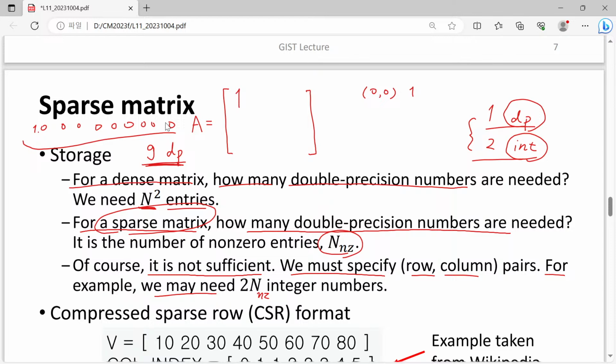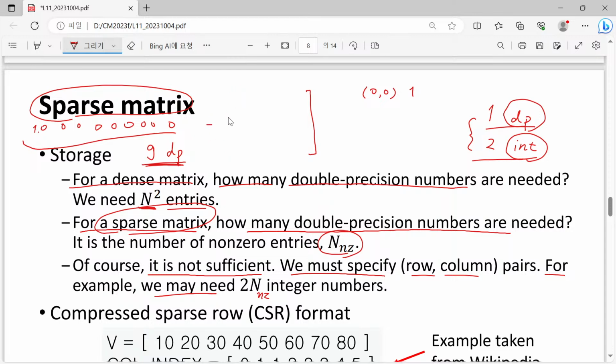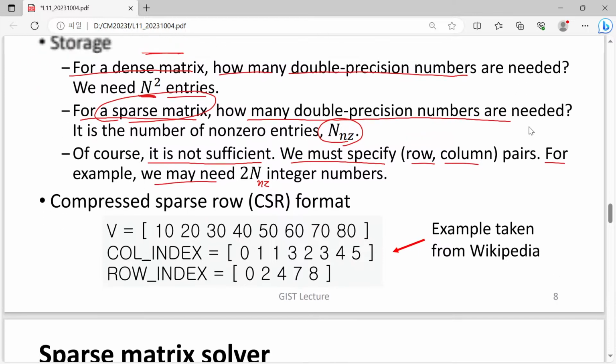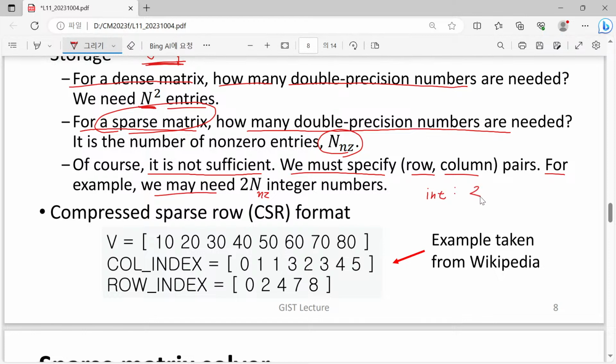In our cases, a sparse matrix description is almost always a good way to do it. Please understand, sparse matrix is not always the best one, but in our cases it is almost always a good choice. So now we can understand the integer storage is 2 times the number of non-zero elements, and for double precision we have the number of non-zero elements.